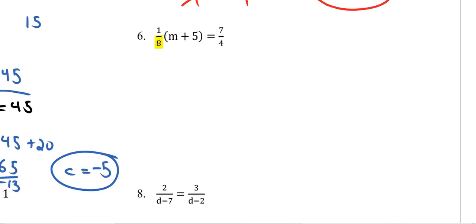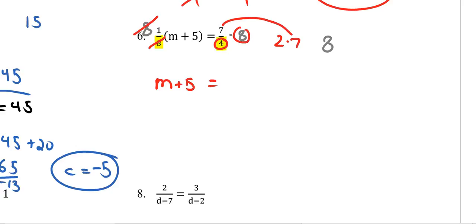Number 6, I have an 8 and a 4, so the least common multiple between 8 and 4 has to be 8. So I can multiply both sides of the equation by 8. This 8 and that 8 will cancel, so this will give me m plus 5 on the left-hand side, and then ask yourself, what is 8 divided by 4? That's 2, and then 2 times that 7 is going to be 14. So then m here would be, well, I bring the 5 across, so this will be 14 minus 5, and then that means m equals 9, and then we're done.